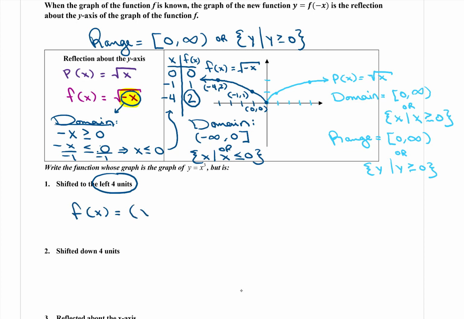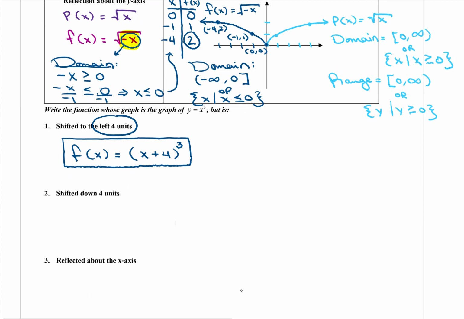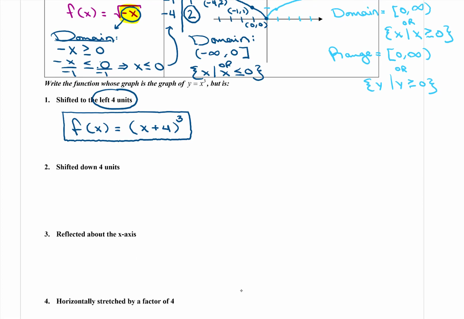Good. All right, let's go ahead and do these problems. Write the function whose graph is the graph of y equal to x cubed, but is shifted to the left 4 units. So to shift to the left, we're going to have to write, remember, the opposite, x plus 4, and then that's going to be quantity cubed. Remember, when you're shifting to the left or to the right, you're going to have to remember to think in terms of the opposite sign to go into the correct direction.